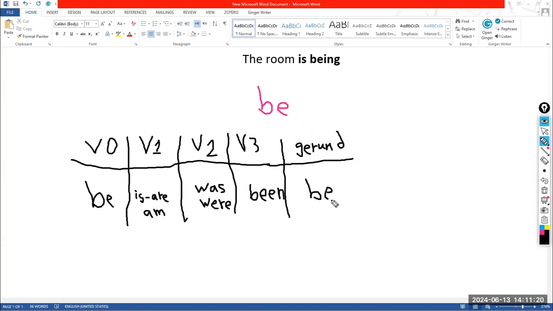So all the passive voice, again, Ali, all the passive voice without exception is about the verb to be. Be in infinitive, verb 0 be. Verb 1 is the simple present, is, are. Verb 2 is the simple past, was, were. Verb 3 is the past participle or perfect, it's been. The gerund of the verb to be is being. So in the passive voice, you have to use be, maybe is, are, maybe was, were, maybe been, maybe being.